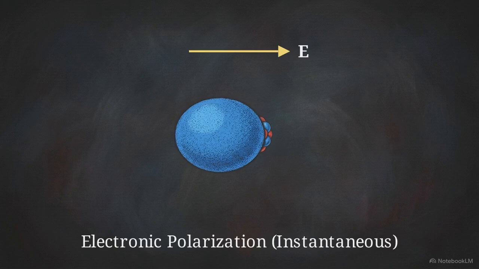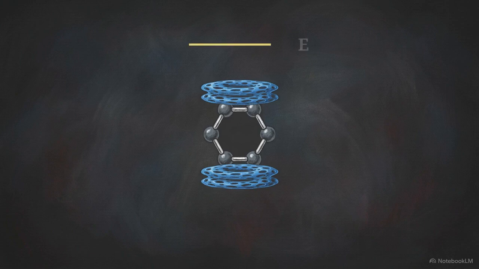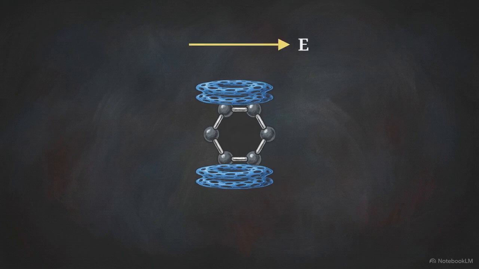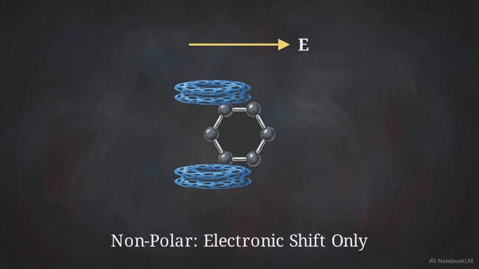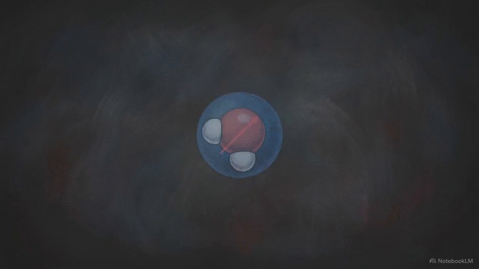Every molecule experiences electronic polarization, the instantaneous physical distortion of the electron cloud relative to the central nuclei. For a nonpolar molecule like benzene, this is the only reaction. Because it lacks a permanent dipole, the electric field merely forces its delocalized pi electrons to smoothly shift in the opposite direction. Water, however, is a polar molecule.